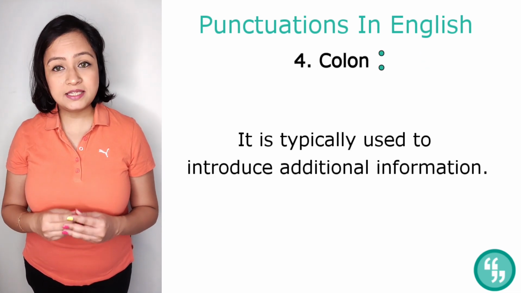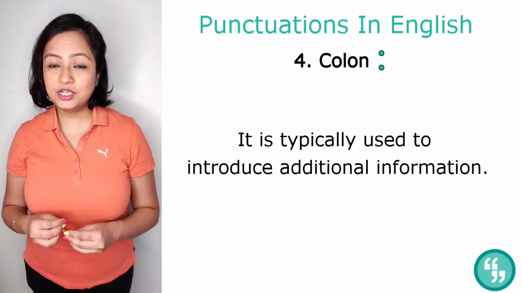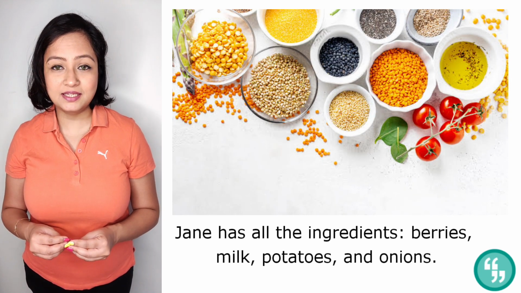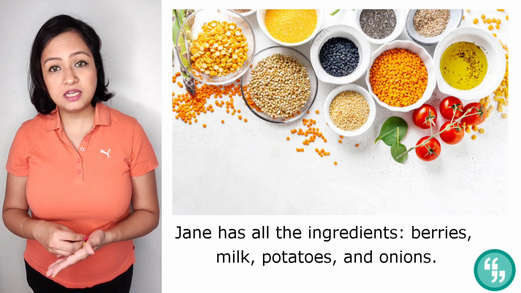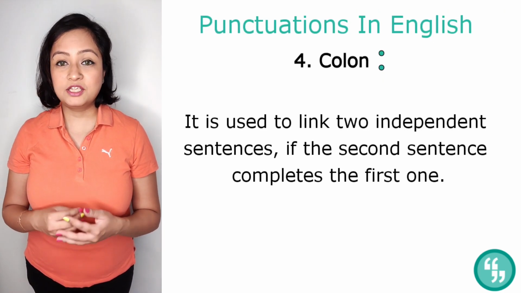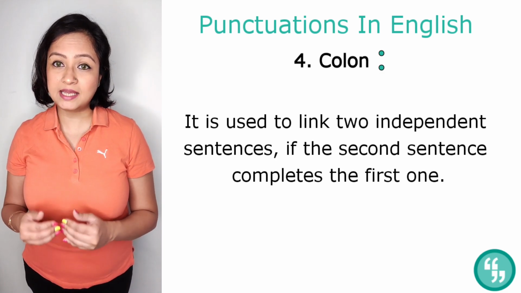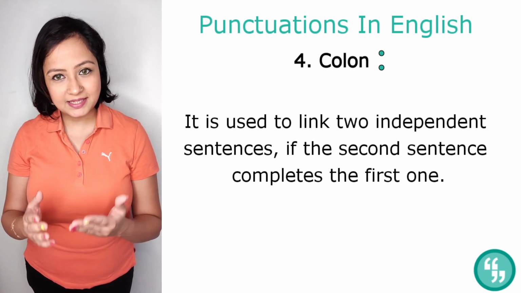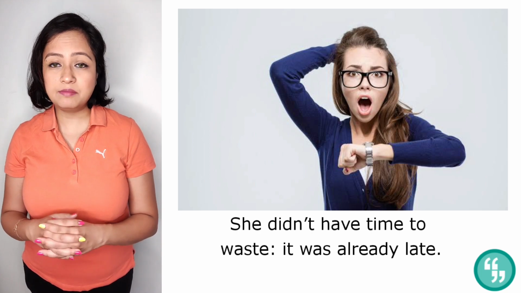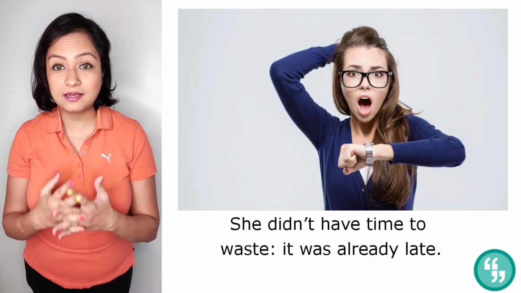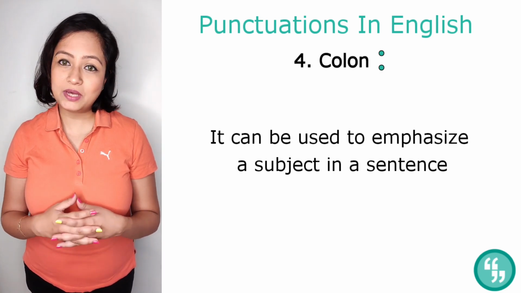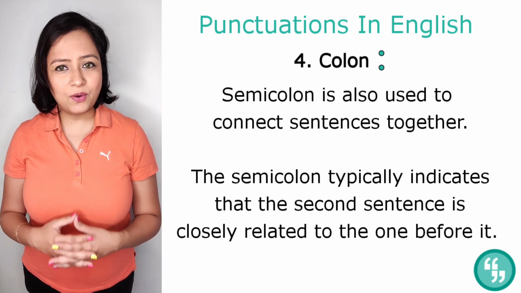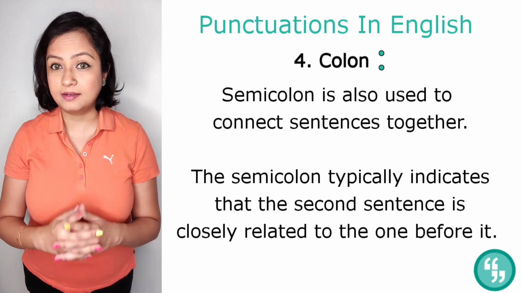Colon. It is typically used to introduce additional information. For example, Jane has all the ingredients: berries, milk, potato, and onions. It is used to link two independent sentences if the second sentence completes the first one. For example, she didn't have time to waste: it was already late. It can be used to emphasize a subject in a sentence. For example, I only ate one fruit: banana.